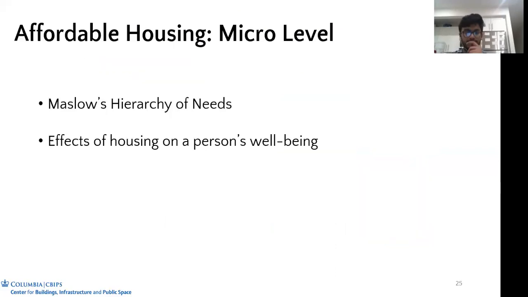So next step. We discussed the macro level of affordable housing in New York. Now we'll talk about the micro level, where we talk about individual to individual. The first thing we'll talk about is relating housing to Maslow's hierarchy of needs, and then we'll talk about the effects of housing on a person's well-being.